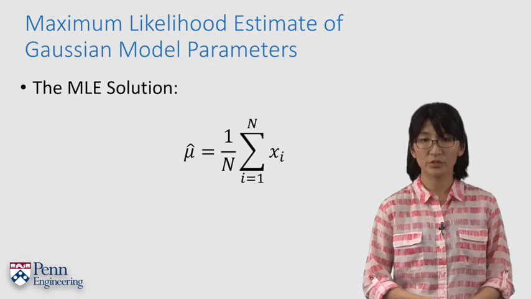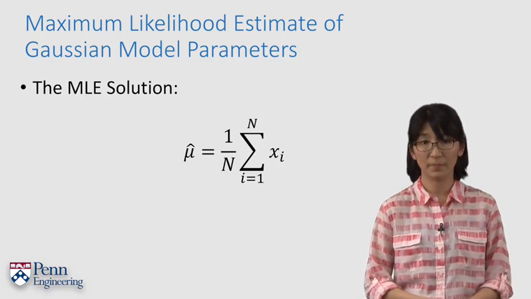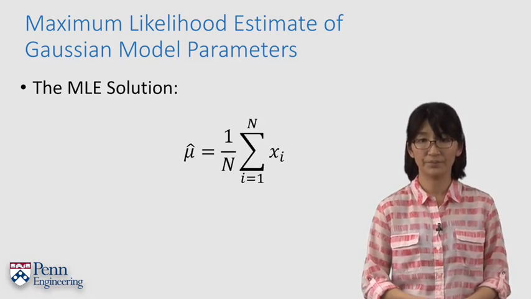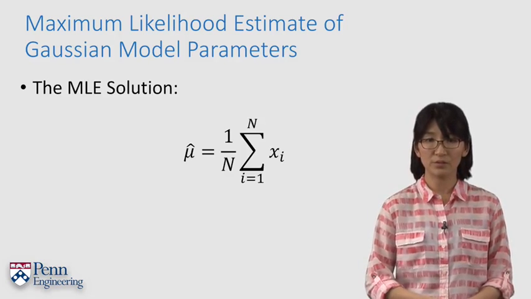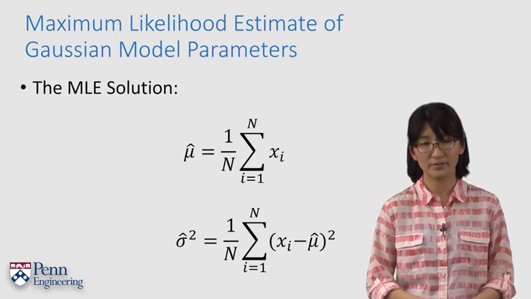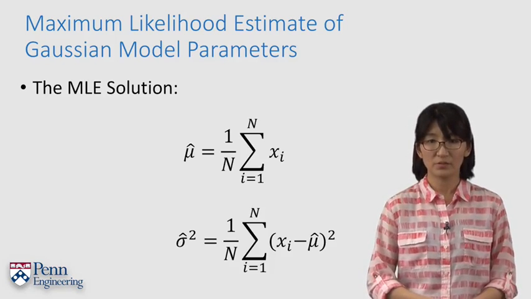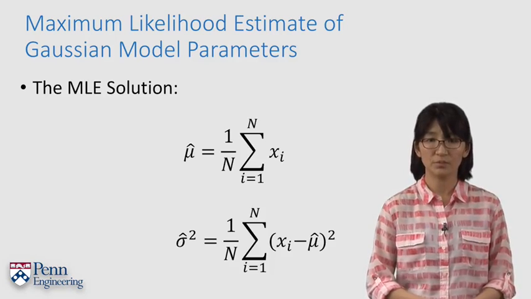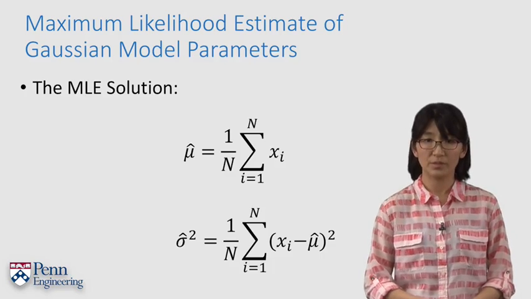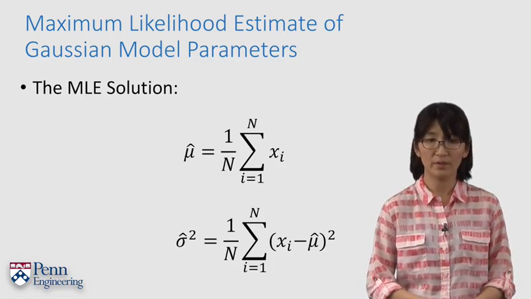The final solution we get for computation is relatively simple. Mu hat is exactly the sample mean, the average of the data, which is a natural estimate. Also, sigma hat squared is just the sample variance. You'll find the derivation of the solution in the supplementary materials. Try to understand the principles behind what we have obtained here.